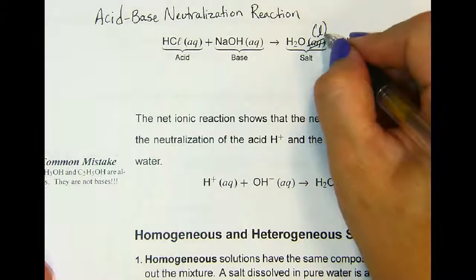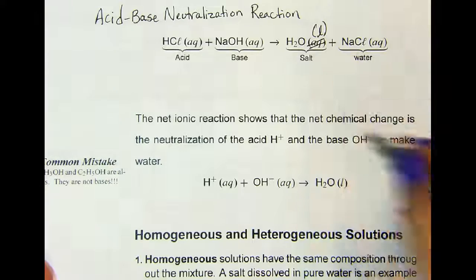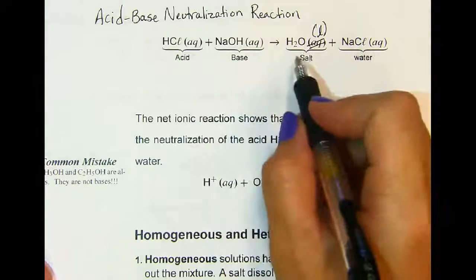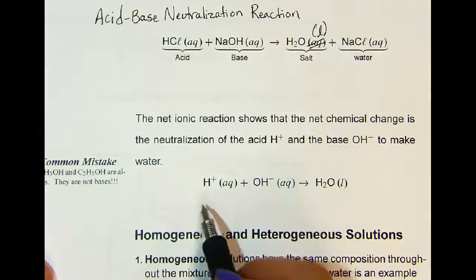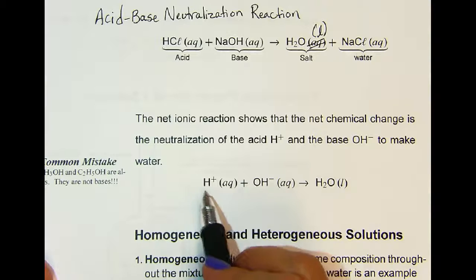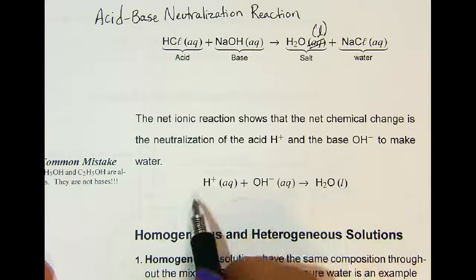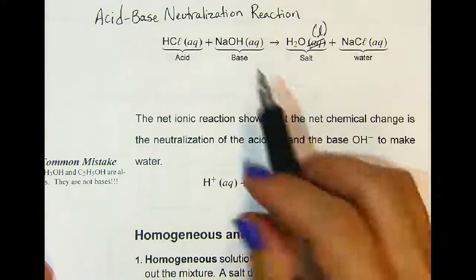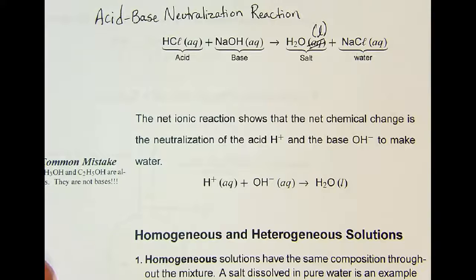So because this is the pure liquid as opposed to the solid precipitate, then everything making this water is going to be what is in our net equation. Hydrogen plus hydroxide yields water. This will always be the net equation when it comes to an acid-base neutralization reaction.